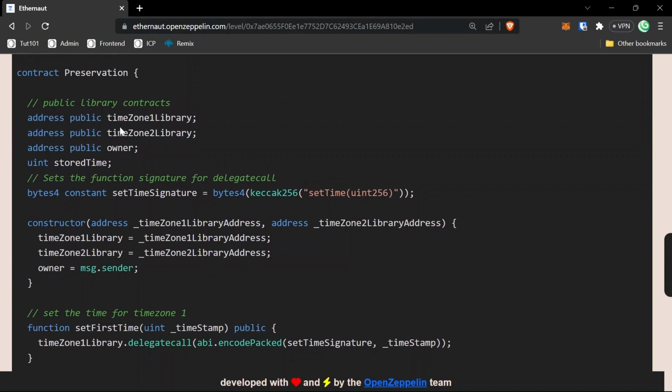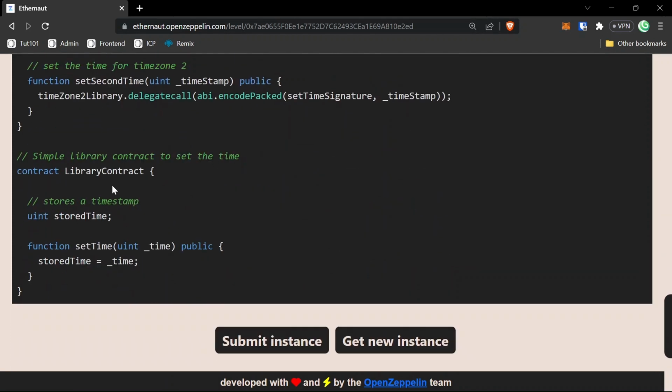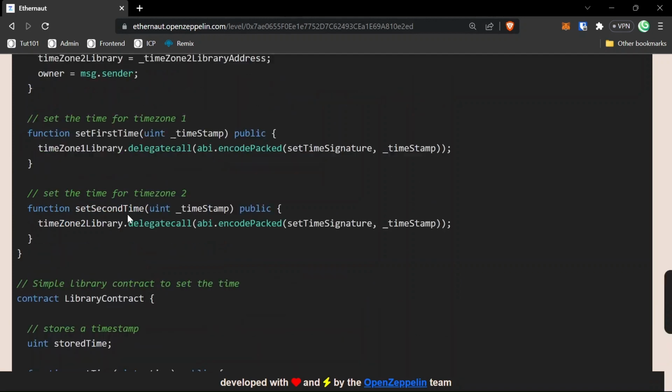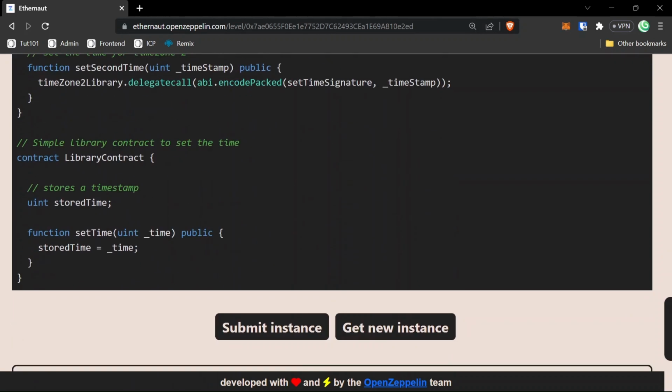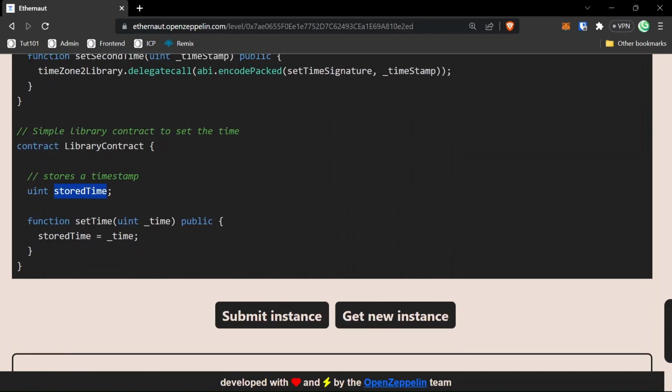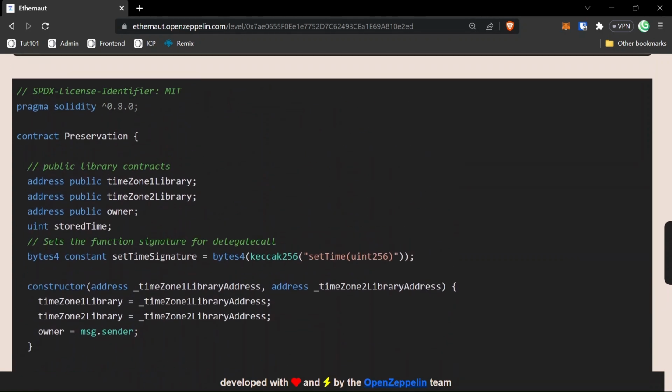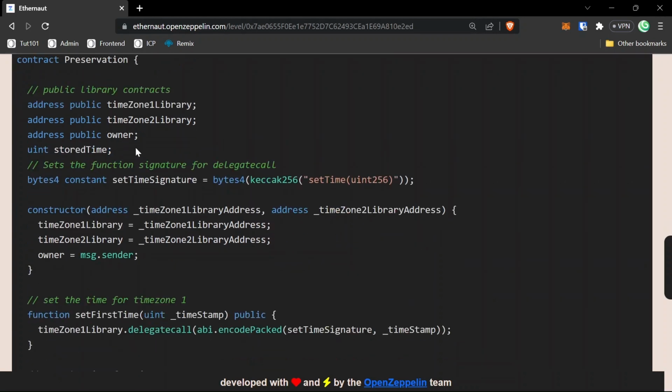Because here you can see in this Preservation contract, the first slot is the library, but in that library contract, the first slot is the stored time. So from the Preservation contract, we are going to be calling the library. And just because we have a different variable alignment issue, when we set the time, we're going to be setting the address for this library. So we are going to be creating a contract which will have many variables, and the third one is going to be the owner. The goal of this challenge is to become the owner.